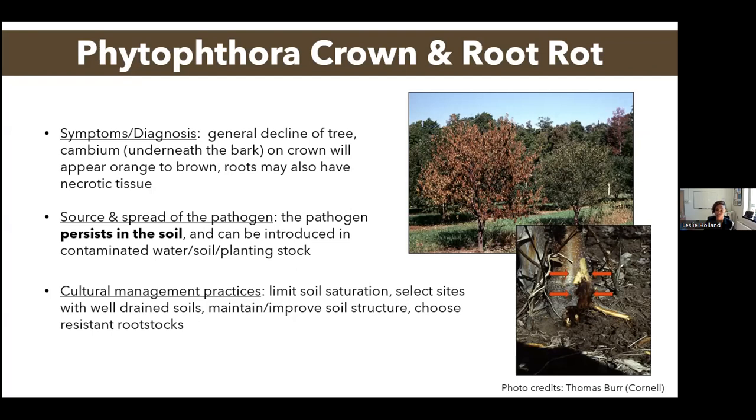And cultural management practices really include limiting soil saturation. And this is important because this particular pathogen is quite mobile in water. So avoiding periods of complete saturation, or if you have an orchard with low spots, that is oftentimes a place where we might see more Phytophthora. So encouraging good drainage or selecting a site that has good drainage is going to be really important in terms of disease control for Phytophthora. Additionally, you can either try to maintain or improve soil structure so that it is better draining. And then, of course, lean into resistant rootstocks. There are several resources online that cover these different rootstocks and their varying resistance or susceptibility to Phytophthora as well as other diseases of apple.